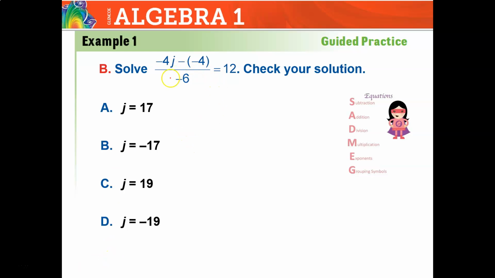Let's look at this one. Before we can solve, we have to get everything on the same playing field. What is the opposite of divide by negative 6? Well, you're going to multiply both sides by negative 6. So that canceled this out. Negative 6 times 12.